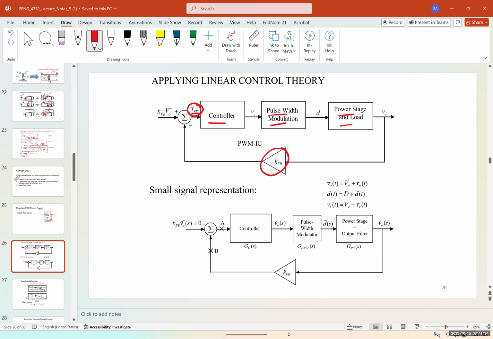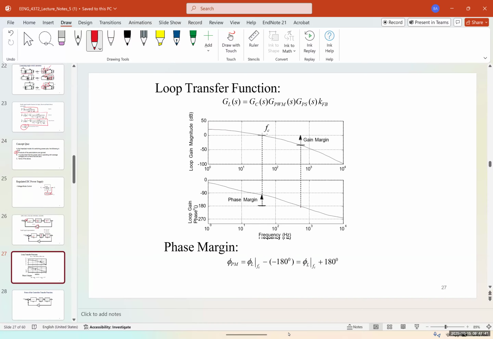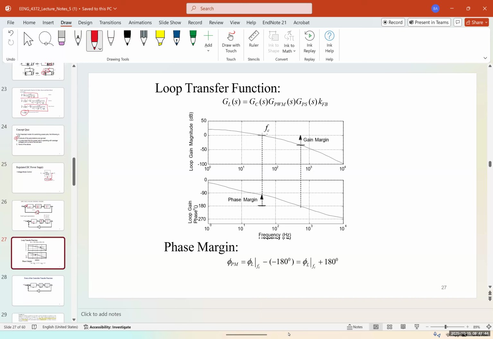And for the small signal representation, again, we have the controller, pulse width modulation, and power stage plus the output filter. So again, we have the loop transfer function, exactly like what we had before. We have the frequency at the phase margin and the phase at the gain margin, and also the loop gain at the gain margin. And again, the phase margin is going to be equal to phi LC plus 180 degrees.